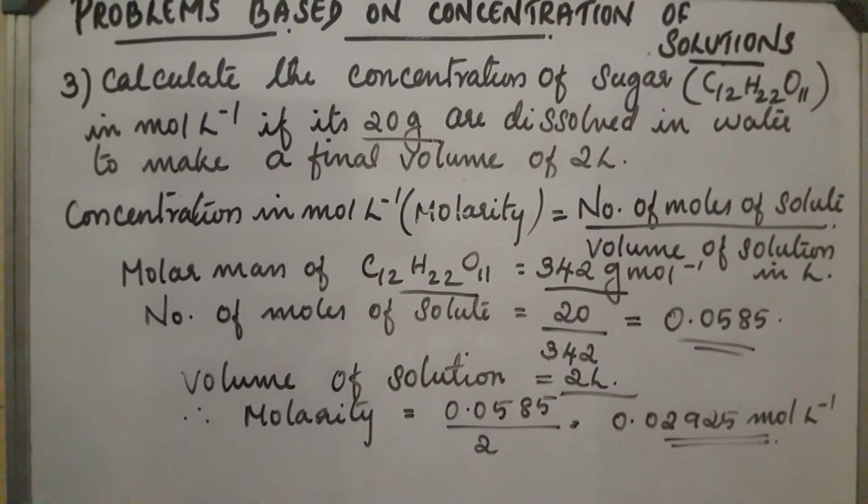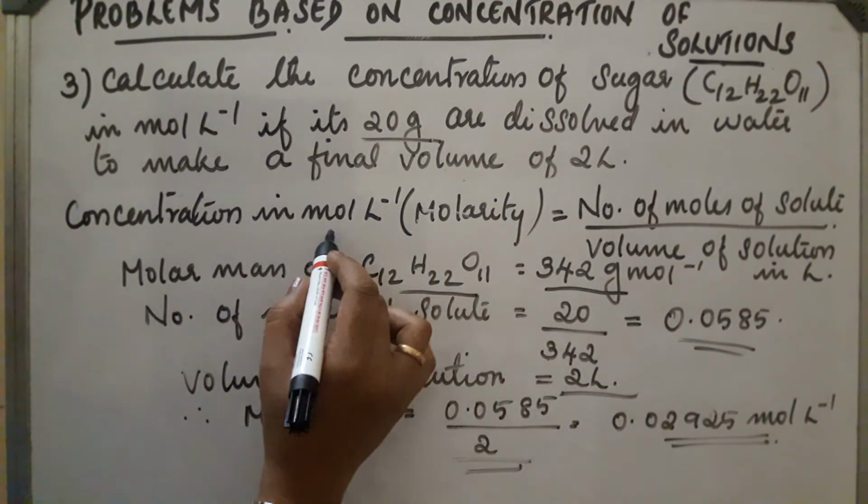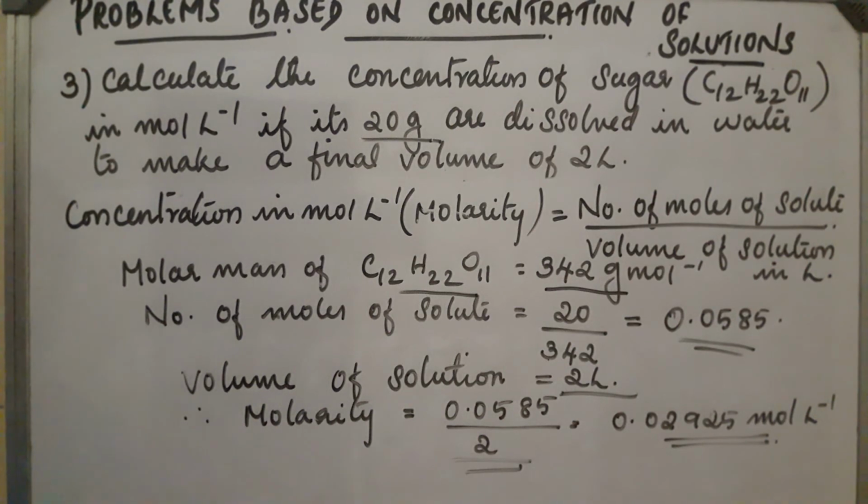Therefore molarity is the number of moles of the solute divided by the volume of the solution, that is 0.0585 divided by 2. The answer is 0.02925 mole liter inverse. This is the concentration in terms of mole liter inverse, or molarity. Like this we can calculate the molarity from the given mass and the final volume.